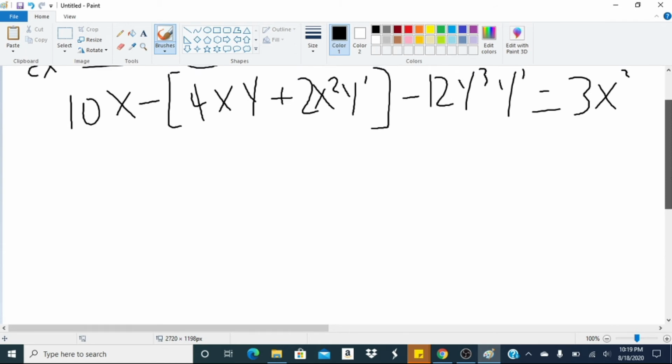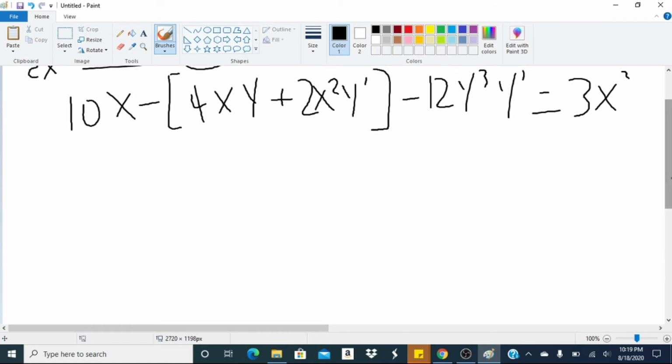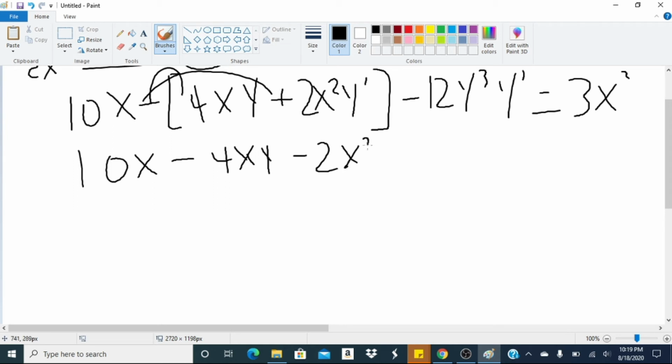Okay, so now here we're just going to do a few more algebraic procedures. So we're going to do the distributive property here. And then we get 10x minus 4xy minus 2x squared y prime minus 12y cubed y prime equals 3x squared.